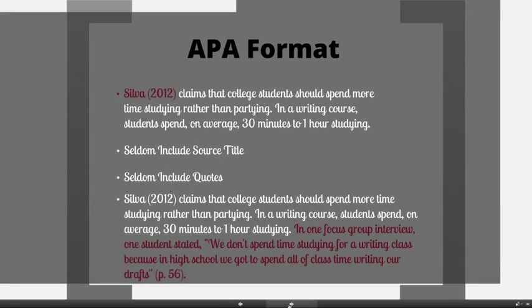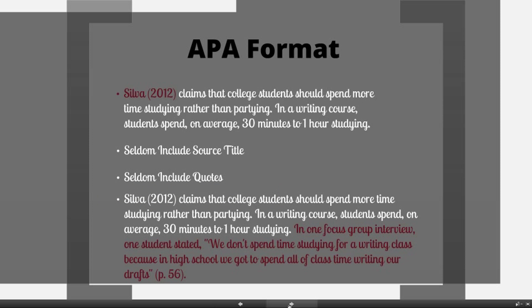When writing in APA format, which is commonly used in the social sciences and sciences, what's important to readers is the date of publication and the author's last name. Scientists and researchers seldom include the source title unless they want to highlight its significance in the field of science or the social sciences. They seldom quote because what's important are the study results and findings.